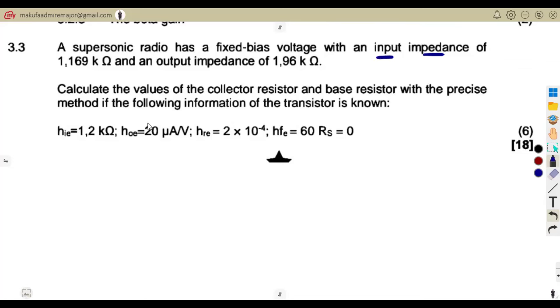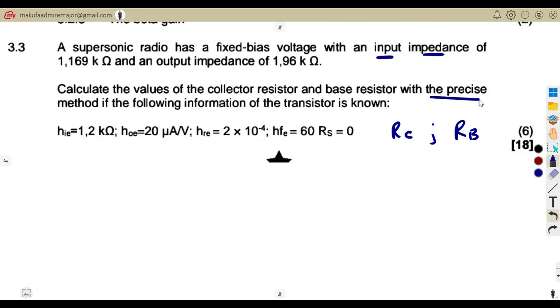So take note when you are dealing with the part of your H parameters, once you talk of the equivalent values, this and that, H parameters, where you are given, in this case, calculate the values of the collector. They need you to calculate the value of the collector resistance and the base resistance, which is very rare for you to be asked this type of question. But in this case, it was like that.